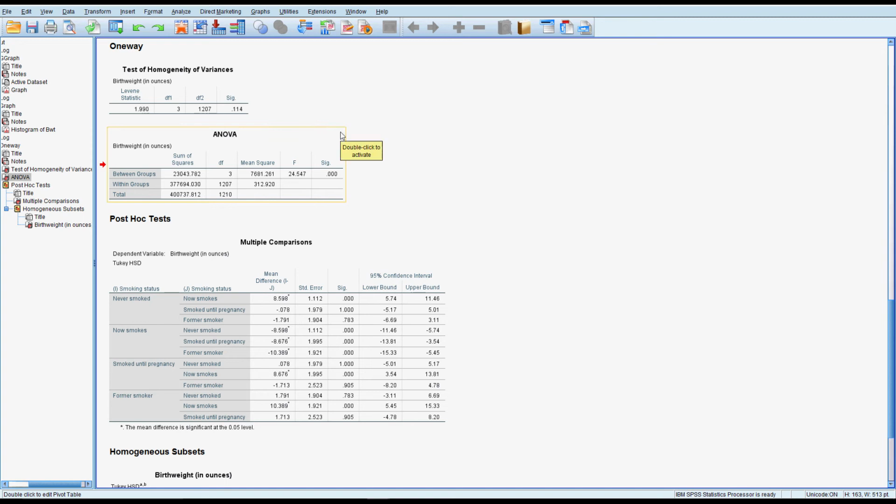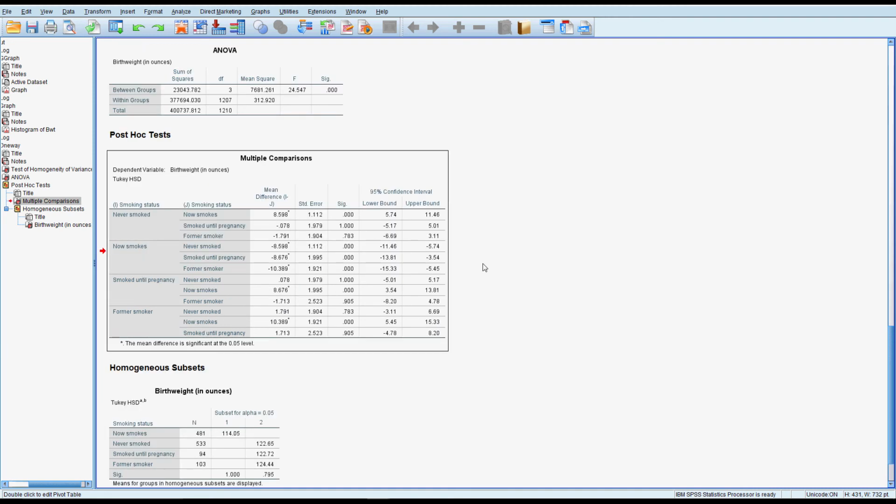The null hypothesis for the ANOVA is that there is no difference in the mean birth weights between babies born to different categories of mothers depending on how they smoke. We've got a highly significant result telling us that at least one of the means is different from the other, but that's all that ANOVA tells us. It doesn't tell us which one is different. So that's where we can look at the multiple comparisons.